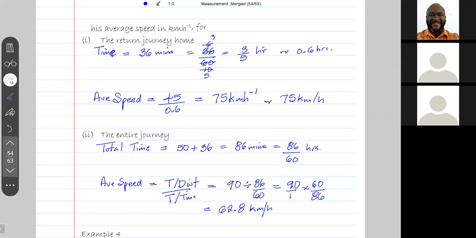The average speed for the entire journey, going to school and coming back, is 62.8 kilometers per hour. Now, average speed is total distance divided by total time. The time going was 50 minutes. The time coming back is 36 minutes. 50 plus 36 is 86. 86 minutes is the same as saying 86 divided by 60 hours. Divide 90 by 86 over 60. The final answer is 62.86 kilometers per hour.